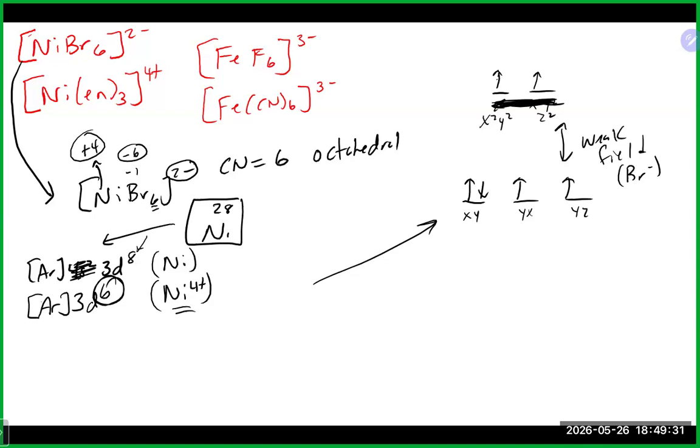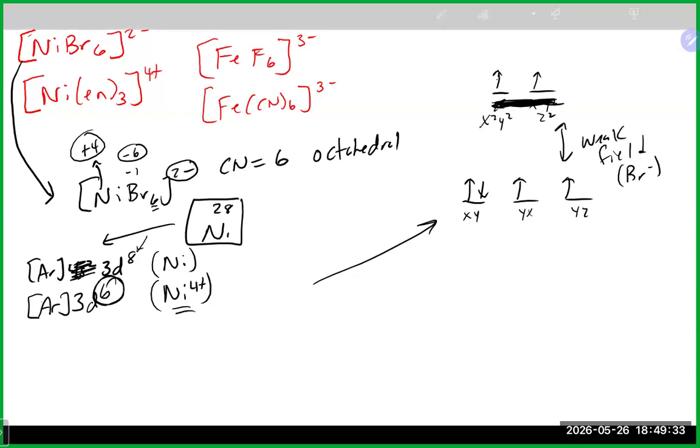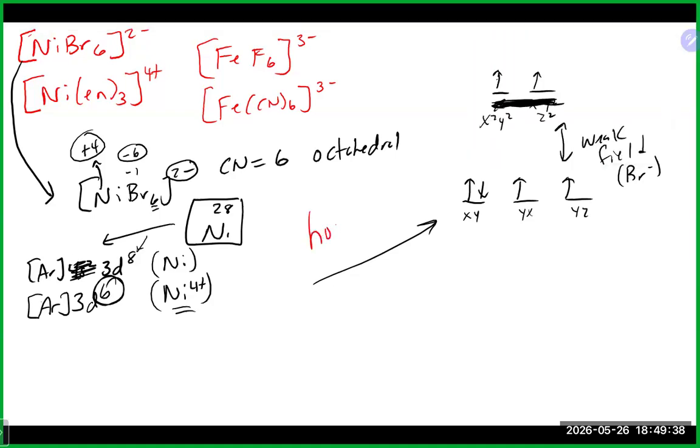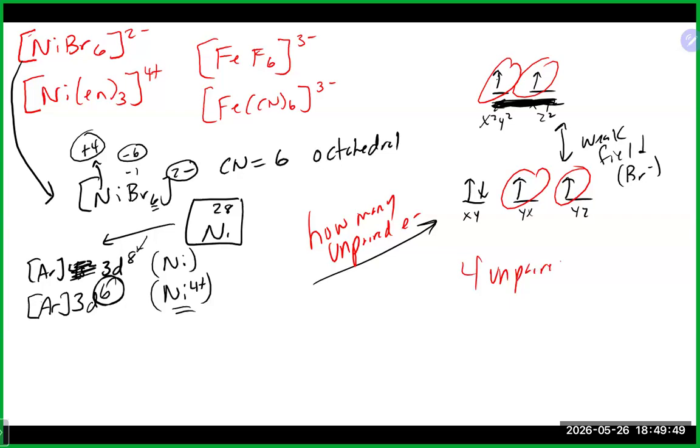So at this point, what we end up with is a very common question of what you're asked, which is how many unpaired electrons are there? And in this case, we got 1, 2, 3, and 4 unpaired electrons. This is going to give us a high spin complex because it is a lot more unpaired electrons than paired electrons. Any questions on that one there?